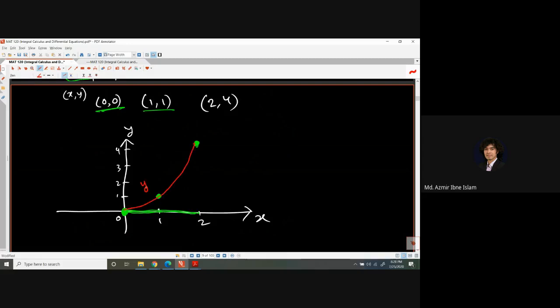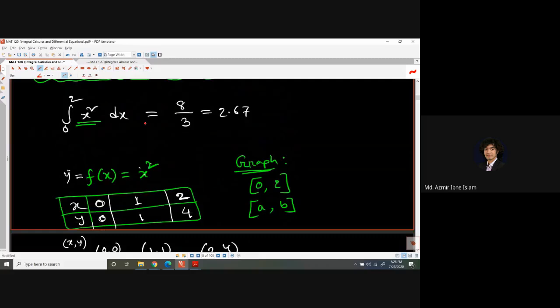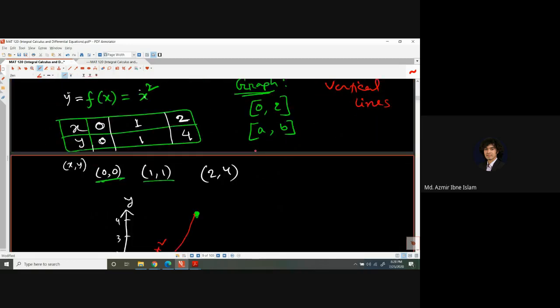Now we have the function y equal to x squared, or f of x equal to x squared, this one. So you can see that we have the lower limit x equal to 0 and upper limit x equal to 2. These are nothing but vertical lines. From the concept of geometry, you know that all of these will be vertical lines.